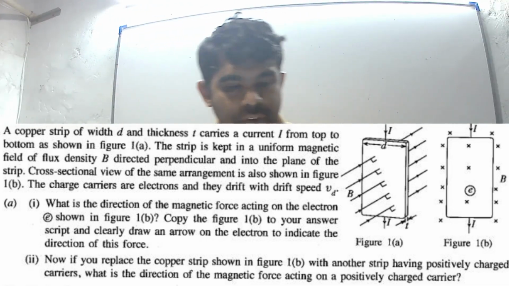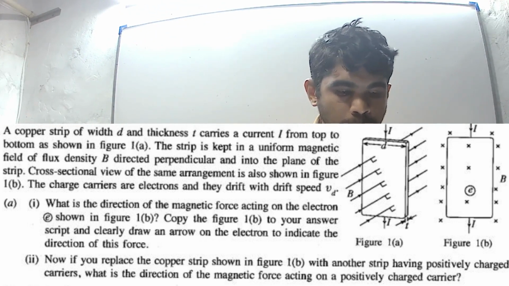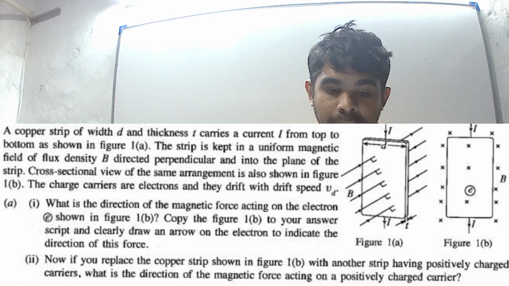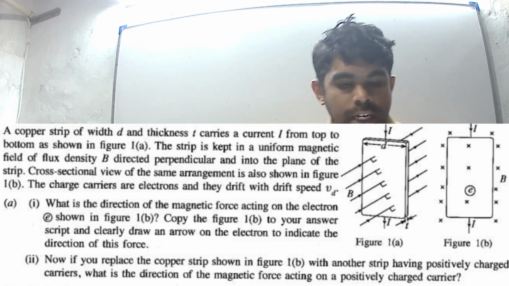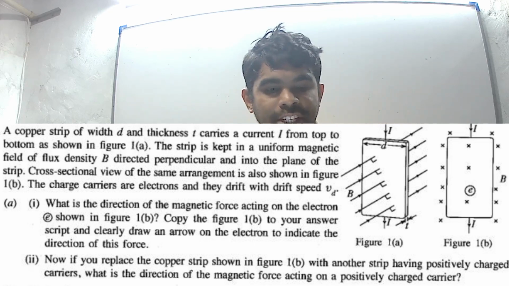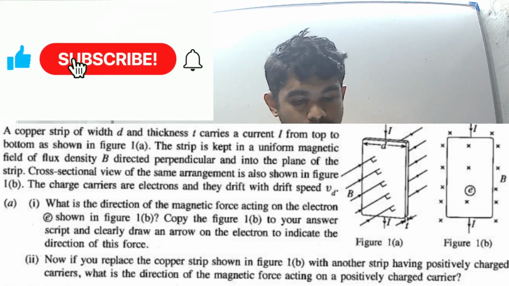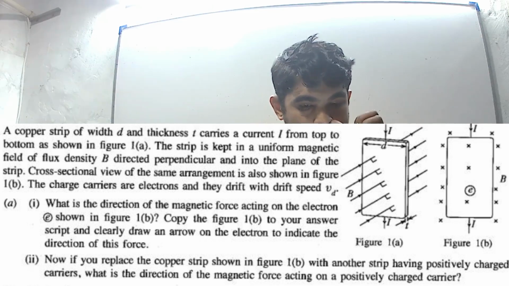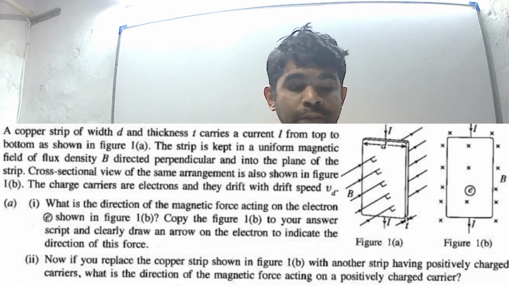A copper strip of width D, thickness T, carries a current I from top to bottom, as shown in figure 1a. The strip is kept in a uniform magnetic field of flux density B, directed perpendicular and into the plane of the strip. A cross-sectional view of the same arrangement is also shown in figure 1b. The charge carriers are electrons and they drift with drift speed Vd.